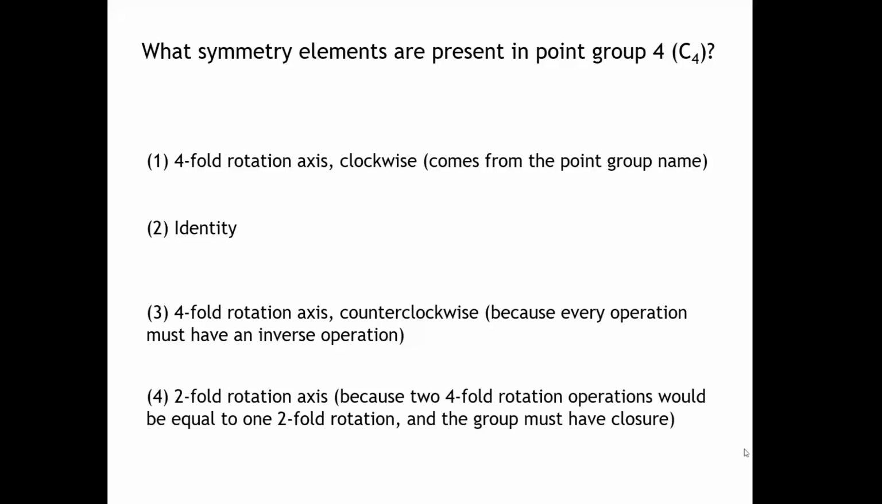And then because of the property of closure, if you think about it, if I rotate by fourfold once, and then I do it again, rotate by a fourfold axis twice, that's going to be 90 plus 90. That's a 180-degree rotation. Well, that's going to be the same thing as a twofold rotation axis. So we have 2 different fourfold rotation axes that go in opposite directions and a twofold rotation axis. So there are 4 symmetry operations in this point group, and its order is 4.